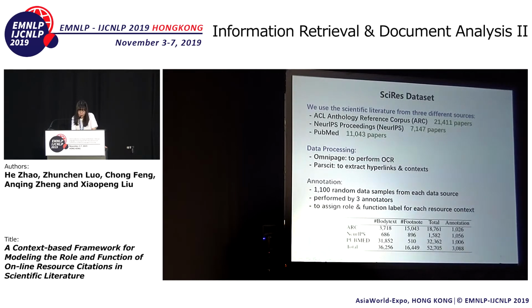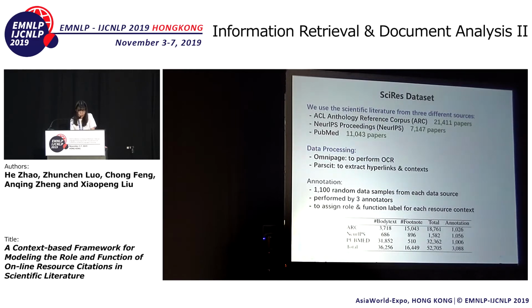So let me first introduce our SunRest dataset. We use scientific literature from 3 different sources. The first is the ACL Anthology Reference Corpus, also called ARC. The second is papers from the NeurIPS proceedings. And the third is publications from PubMed, a biomedical retrieval system. For data preprocessing, we first perform OCR, and then we extract the hyperlinks and the contexts.